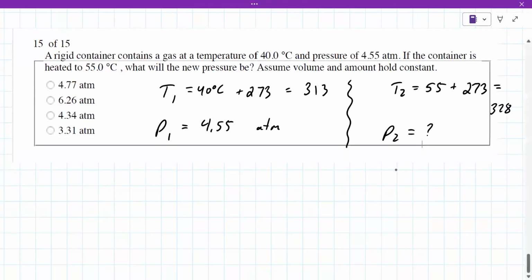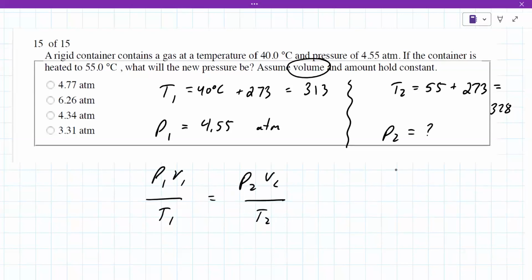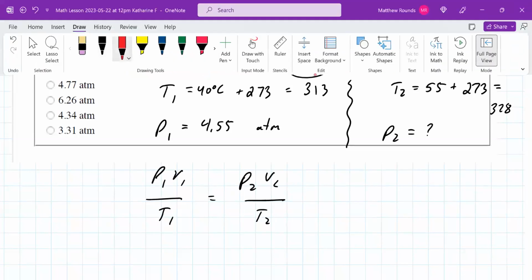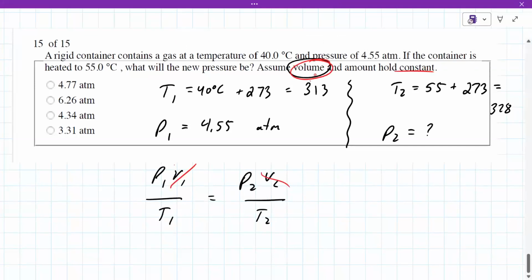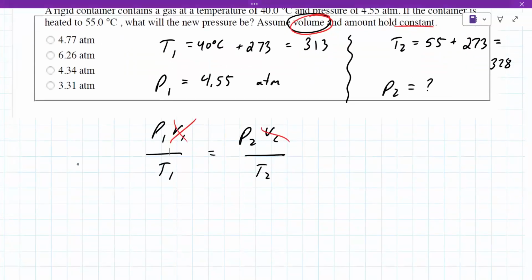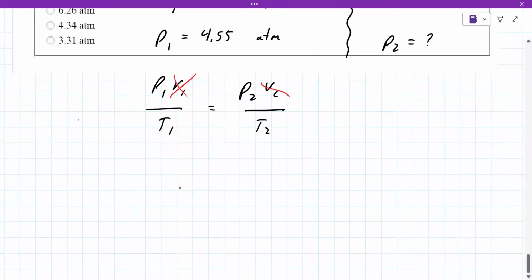Because the volume is held constant, it's another one of those P1V1 over T1 equals P2V2 over T2. But because the volumes are the same, they cross out. They go bye-bye. So it's just P1 over T1 equals P2 over T2. 4.55 divided by 313, and then you cross multiply.